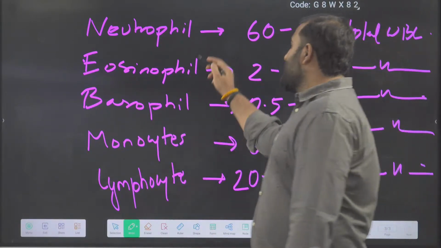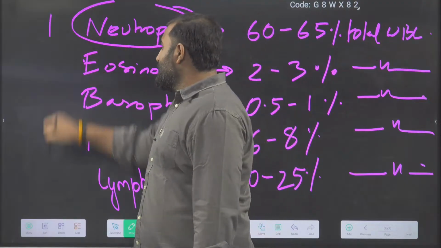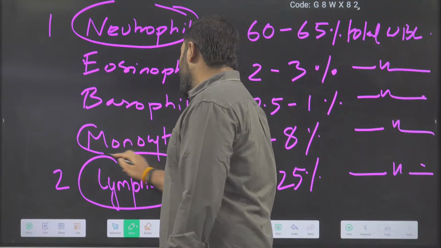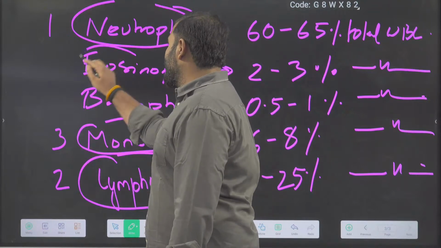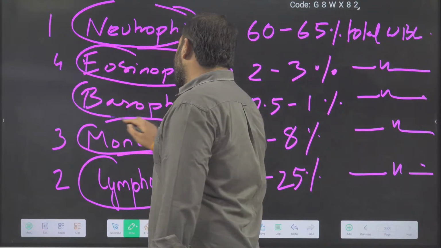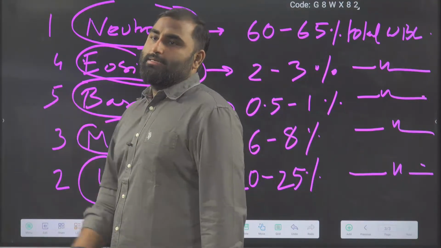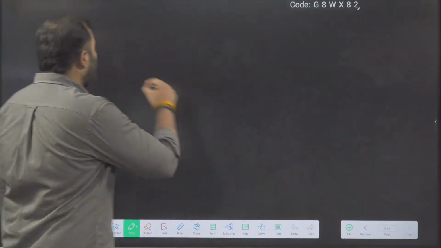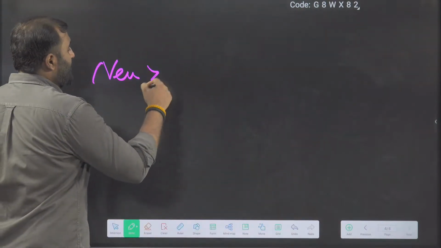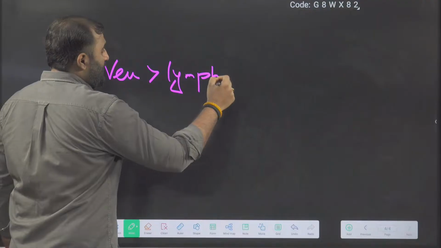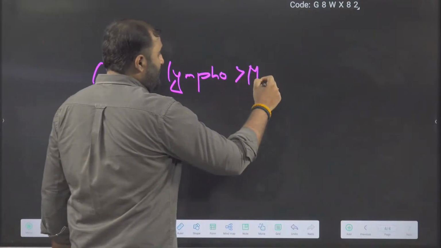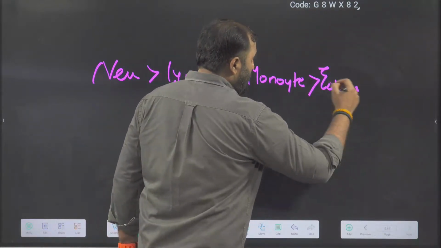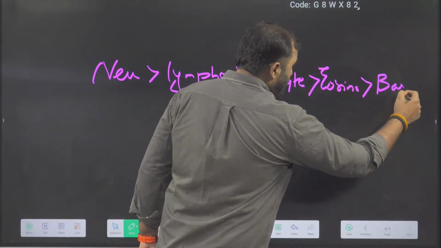So you can see neutrophil is number 1, number 2 is lymphocyte, then we have the third place of monocyte, and then we have the fourth one to be eosinophil, and the least number of WBC, fifth one, is basophil. So we can have the order. Neutrophil number greater than lymphocyte. Lymphocyte number is greater than monocyte. Monocyte number is greater than eosinophil, which is greater than basophil.